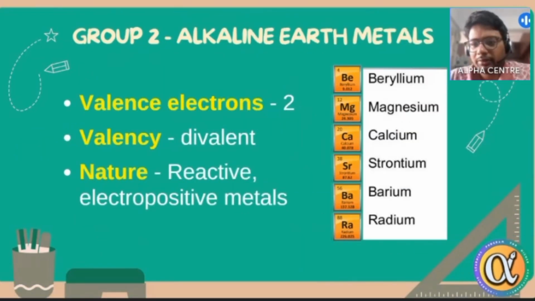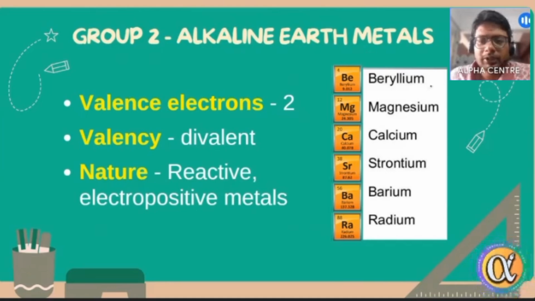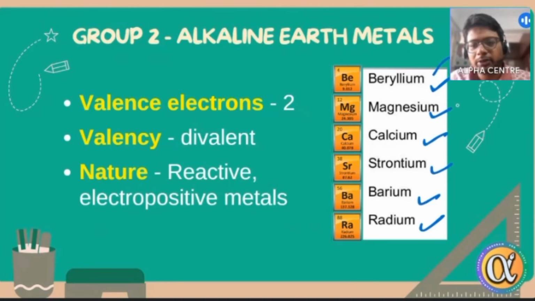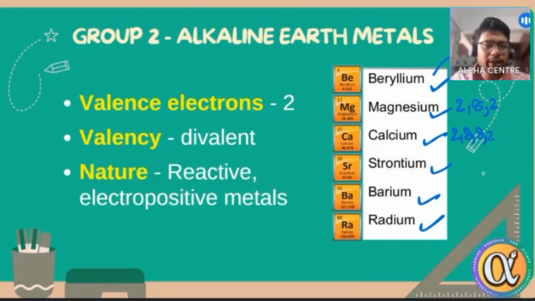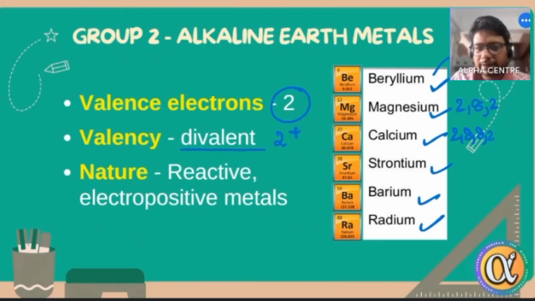Next group, right next to the alkali metals, is the alkaline earth metals. This group consists of beryllium, magnesium, calcium, strontium, barium, and radium. Generally, these elements have two electrons in the outermost shell. For example, beryllium is 2,2, magnesium is 2,8,2, calcium is 2,8,8,2, and so on. All of them have two electrons in their outermost shell. Therefore, they have two valence electrons. Their valency is 2, so they are called divalent metals.